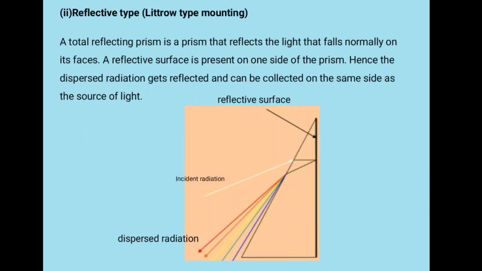Next, coming to the reflective type or Littrow type mounting. A total reflecting prism is a prism that reflects the light that falls normally on its faces. A reflective surface is present on one side of the prism, hence the dispersed radiation gets reflected and can be collected on the same side as the source of light. You can see here the diagram. One surface is coated with a reflective surface, where the incident radiation is falling on the prism, and on the same side you can see the dispersed radiation also.